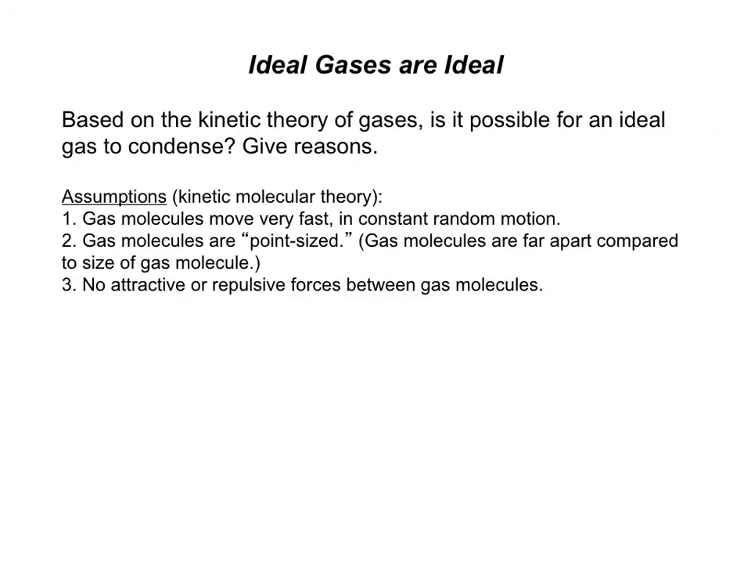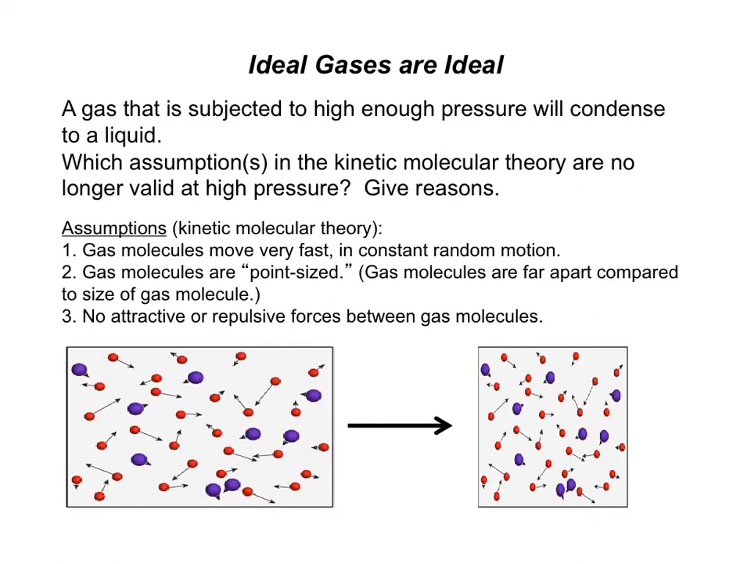These three assumptions describe an ideal gas, but is it possible for an ideal gas to condense? Stop the video and think about that. And the answer is: if there are no attractive forces between gas molecules, the gas cannot condense to a liquid. If a gas is subjected to a high enough pressure, the gas will condense to a liquid.